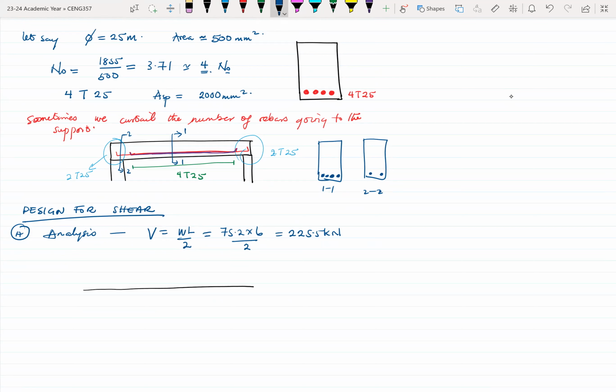So our shear force diagram will look like this. So these are center measurements. So this is supposed to be 6 meters. All right. So the value over here is 225.5 and then 225.5 kilonewtons. Great. So what do we do next?